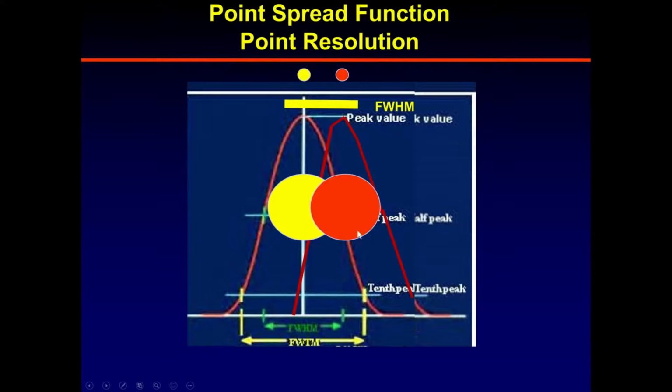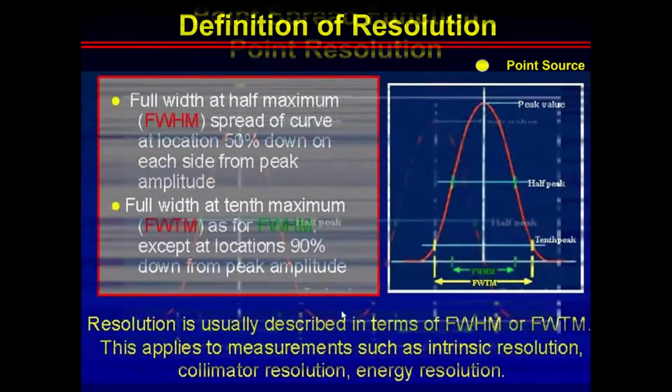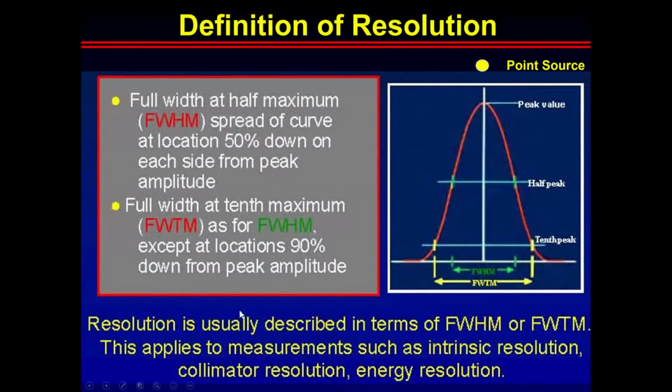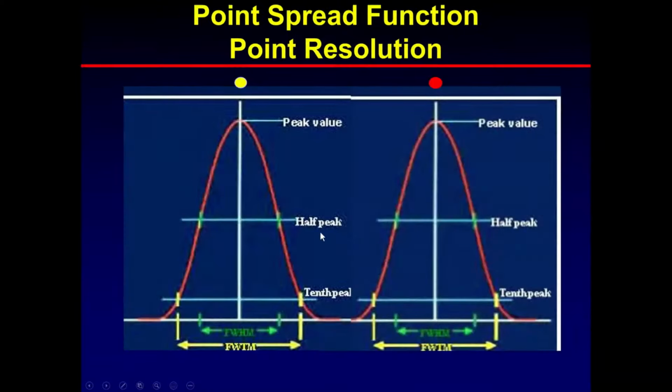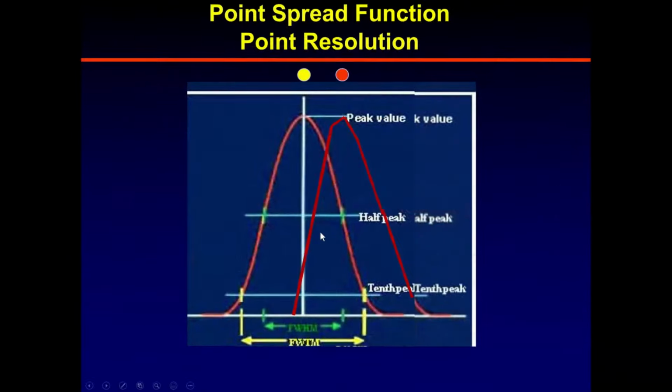So this concept of full width half maximum is extremely important. And incidentally, full width half maximum not only applies to the crystal itself, which is intrinsic resolution, or to collimators, where you have collimator resolution, but it also applies to what we call energy resolution. These are 3 important factors in the creation of an image. So we'll talk about each of the differences in full width half maximums with these particular parameters.